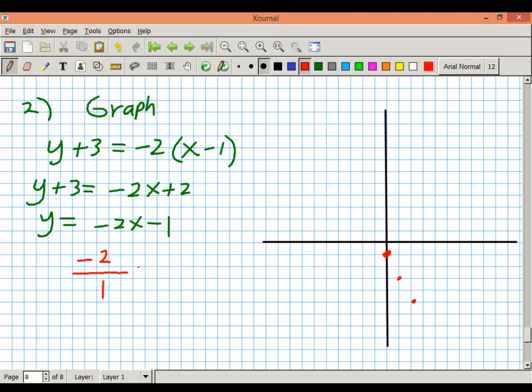Don't forget, you can also write this fraction as +2 over -1, that they're both equal to -2. So that means you can go up 2 and left 1 as many times as you want. Once you have those points on there, go ahead and connect them and make your line. So there's your graph. Again, we did not make a table. We just, first of all, put that equation in slope-intercept form and then picked out the slope and the y-intercept, and we were able to graph it.